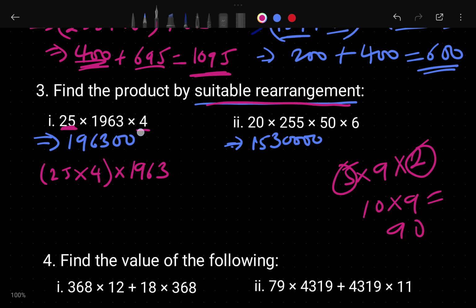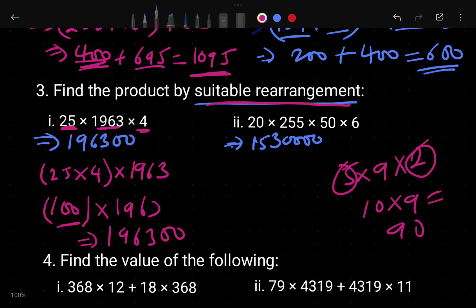First of all, 25 into 4 is going to be 100, and when you multiply this one, we will get the direct answer. So this is going to be 100. Now when you multiply this one, the answer is going to be directly 1963. How many zeros? Two zeros. Put the two zeros. We get the direct answer without doing anything. This is a simple way of doing the multiplication.